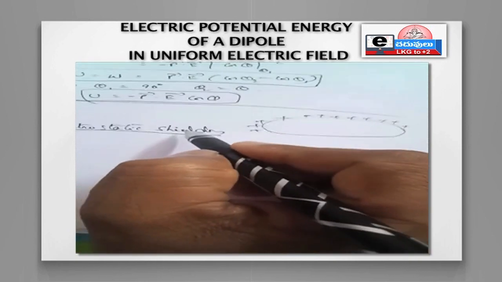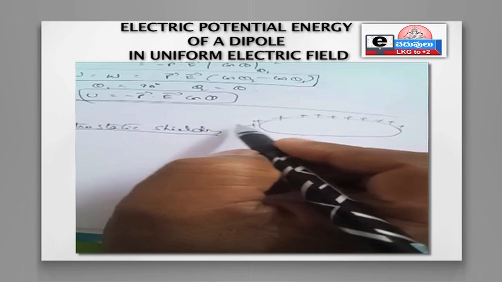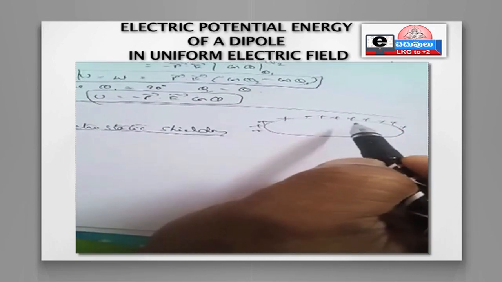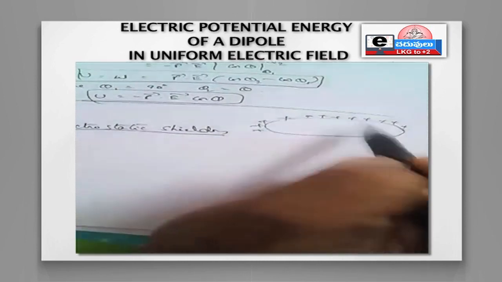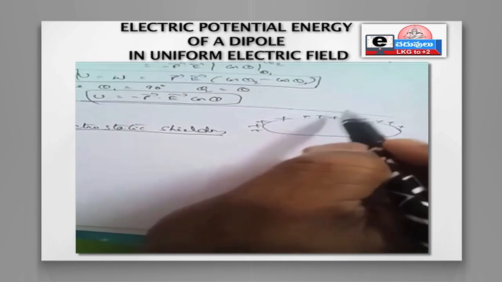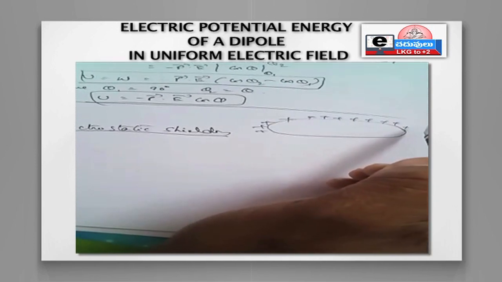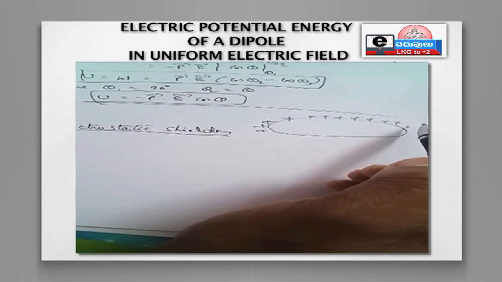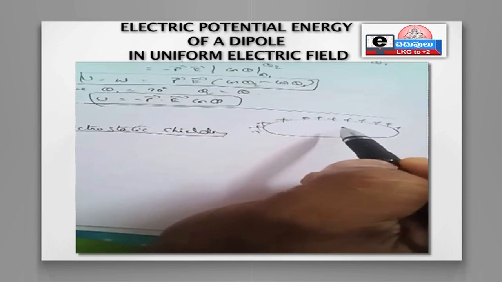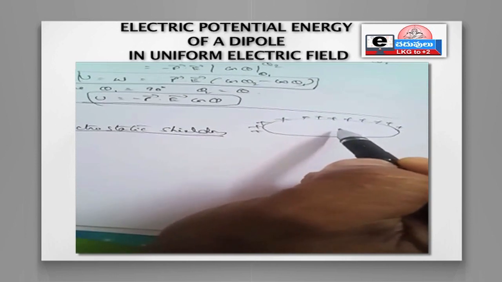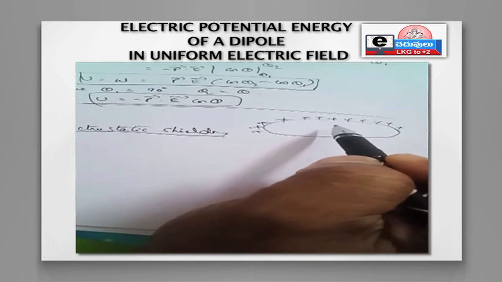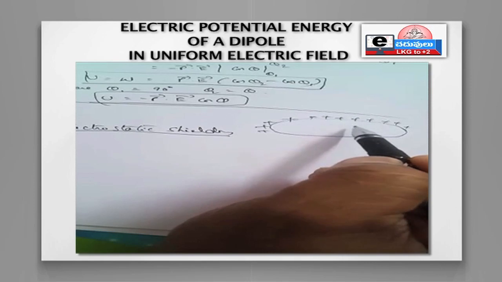This is electrostatic shielding, and I am just giving the concept: whenever there is a charge and field configuration outside any cavity of a conductor, the cavity remains shielded from outside electric influence, and the field inside the cavity is always zero. It is called electrostatic shielding. This concept of zero electric field inside is used in many cases.